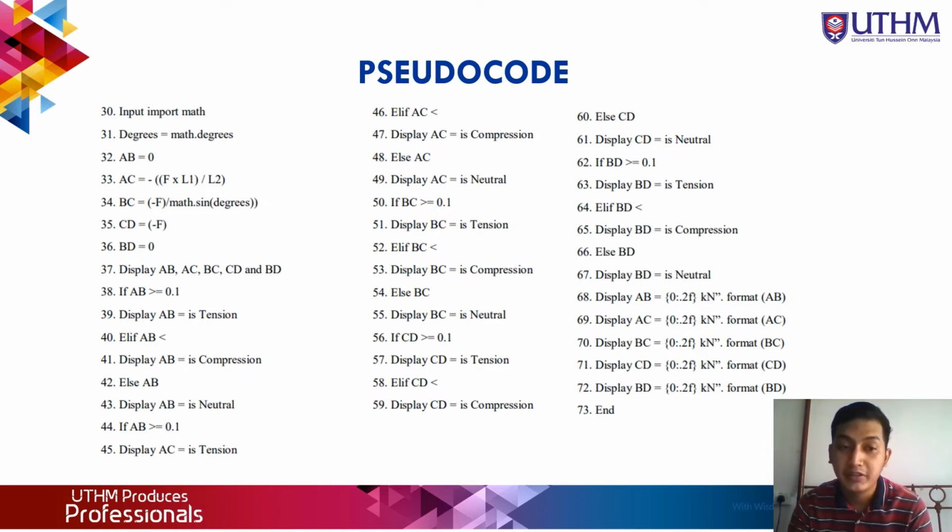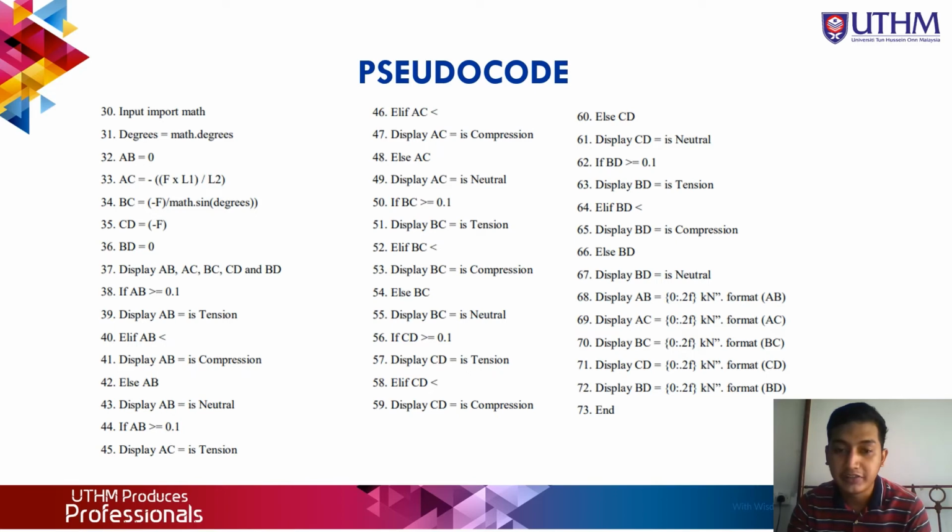If AB is more than or equal to 0.1, AB is tension. If AB is less than 0.1, AB is compression. If AB is not in any of those categories, AB is neutral. The same goes with AC, BC, AB, AC, BC, CD, and BD.